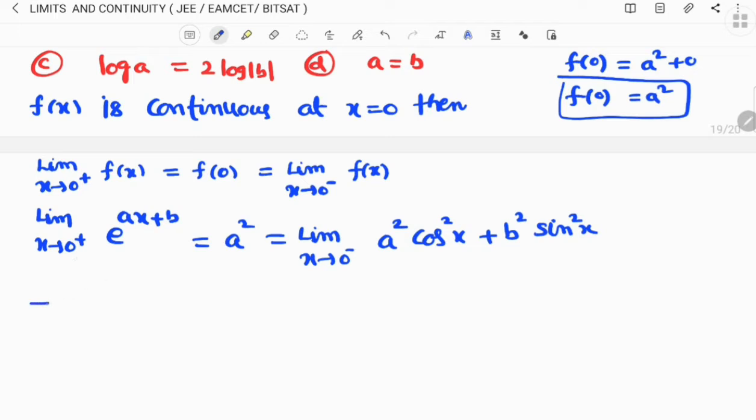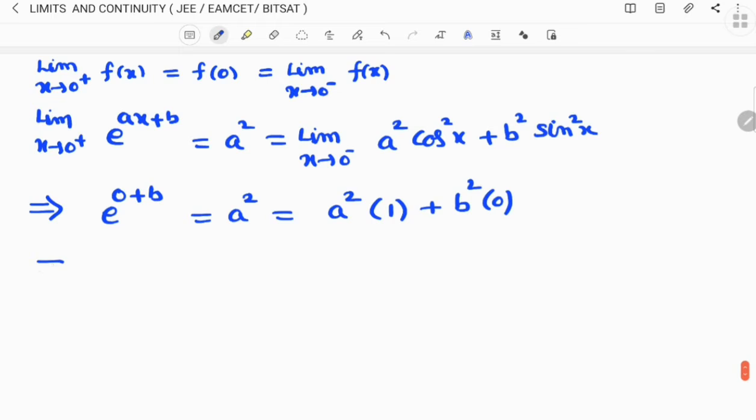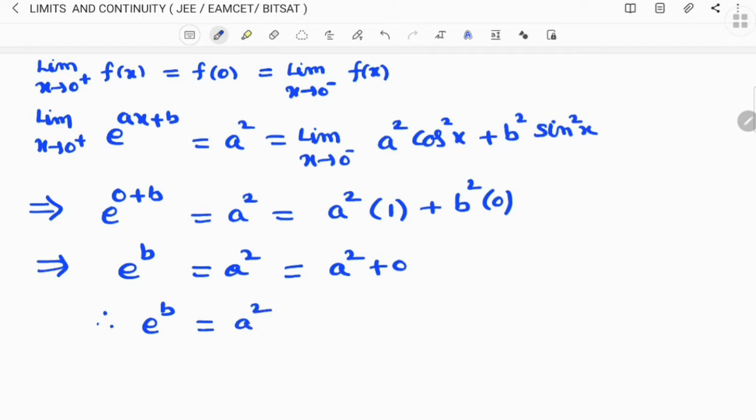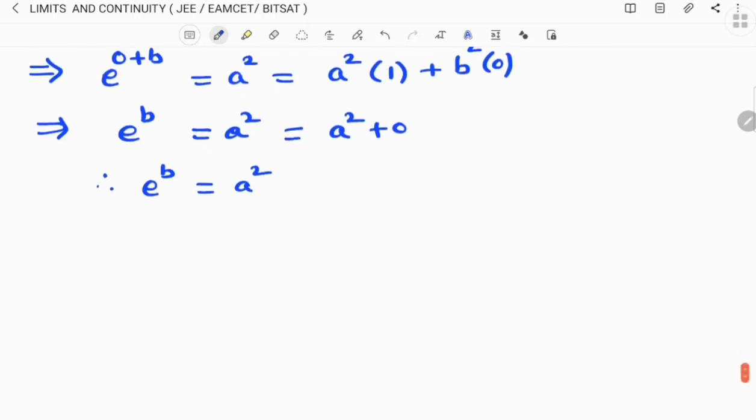X is equal to 0 if we substitute, e power 0 plus b is equal to a square. X is equal to 0 if we substitute, a square into cos 0 which is 1, plus b square into 0. So it will become e power b equal to a square plus 0. So ultimately e power b is equal to a square. Both a squares are the same now. From this we need to get the relation. Whenever exponential terms are there, take log on both sides.